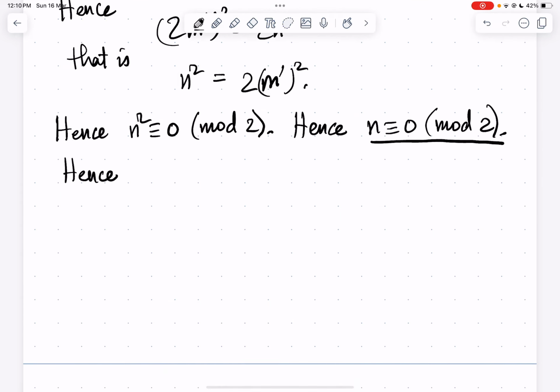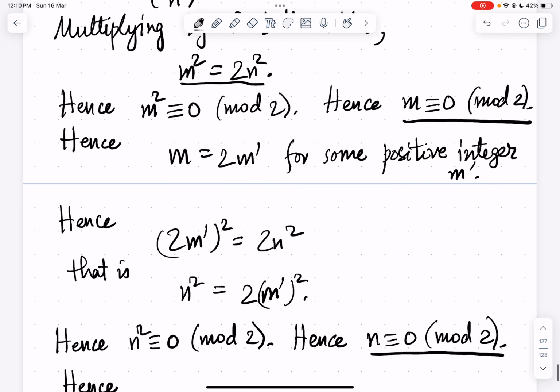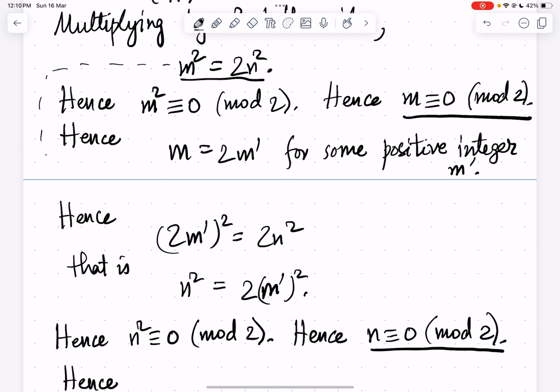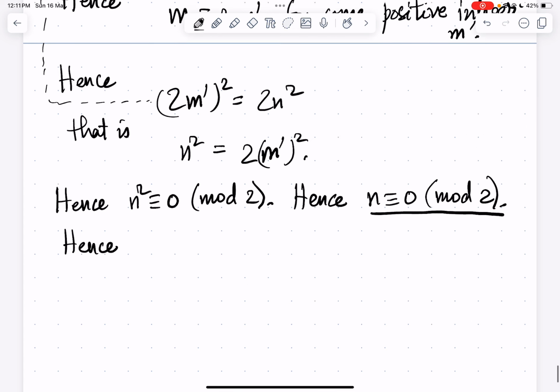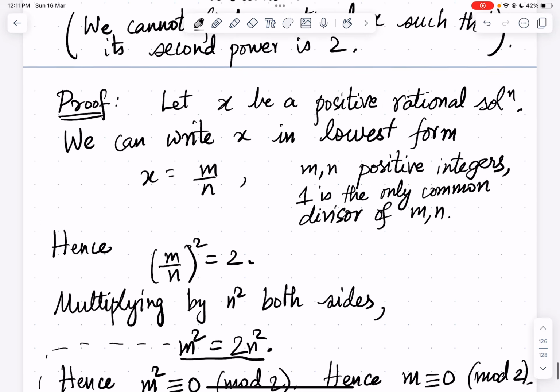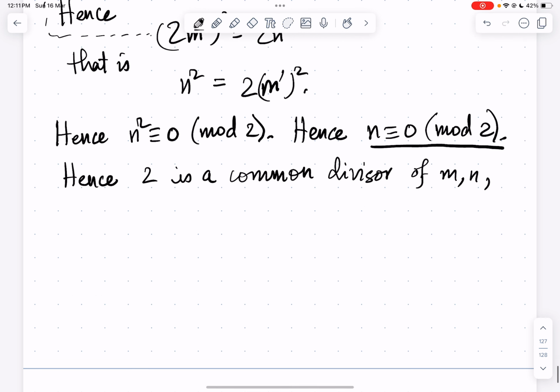So m is congruent to 0 mod 2 and n is congruent to 0 mod 2. We are writing this equation m square equals 2n square. After substituting m equals 2m dash, this becomes n square equals 2m dash square. Hence n square is 0 mod 2, hence n is also 0 mod 2. Hence 2 is a common divisor of m and n. But we defined m and n such that x equals m by n is in its lowest form. A contradiction.